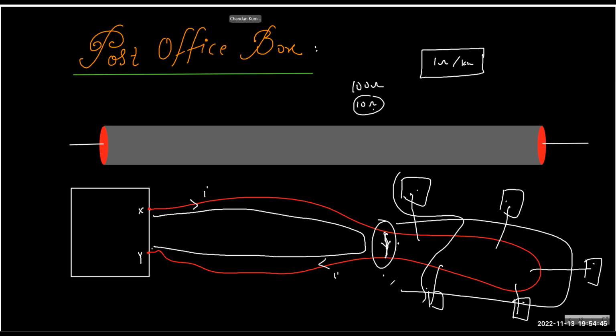The post office box will help you. This is a device which is again based on the balanced Wheatstone bridge, and the purpose is to find the unknown resistance. That's the simple purpose. I'll leave this diagram for your context, and I'll just tell you what this device is.